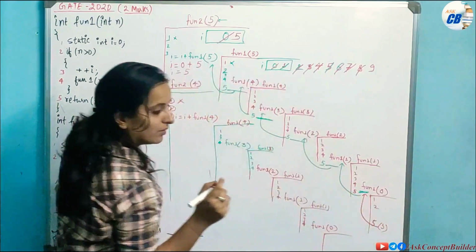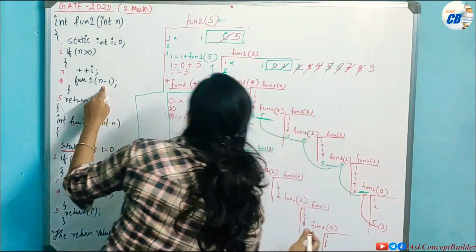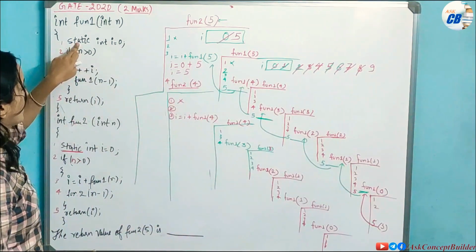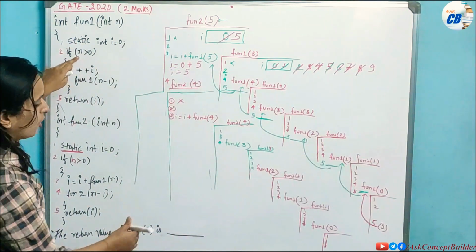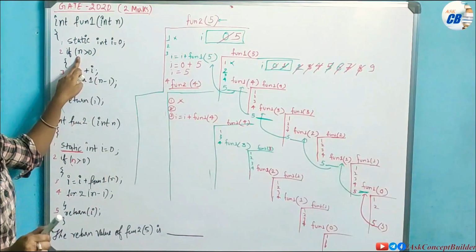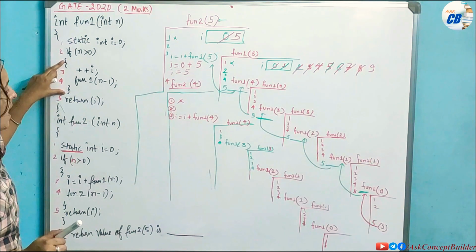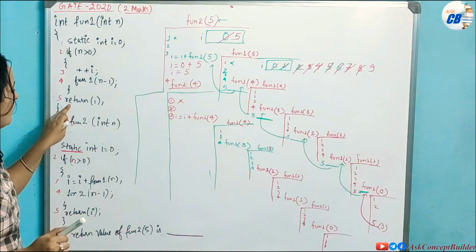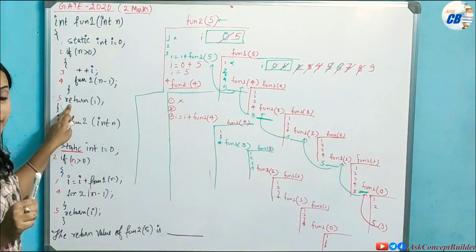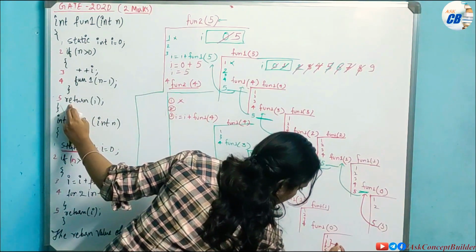Now again for this fun1 0, all the four statements will be executed, 1 2 3 4. Now the first statement will not be done. Now n is 0 here. See, 0 greater than 0 means the condition is false, so you will not move inside this if, and directly the fifth statement will be executed, that is return I.